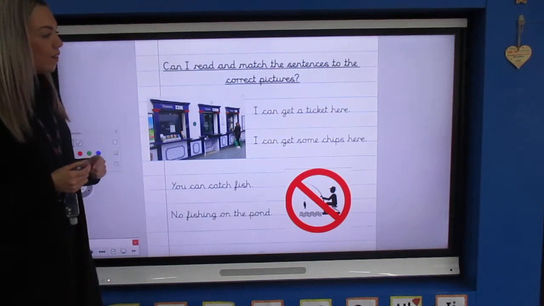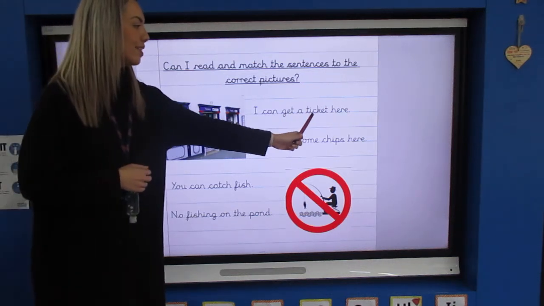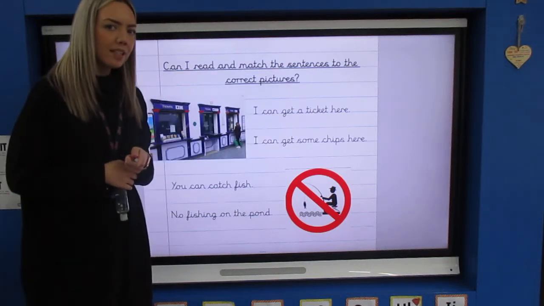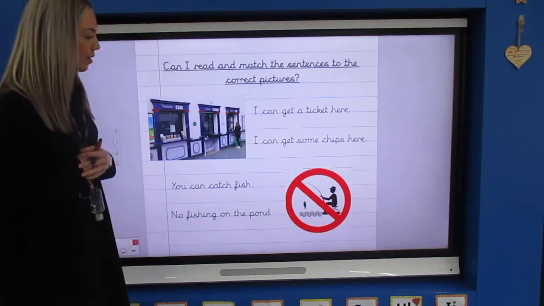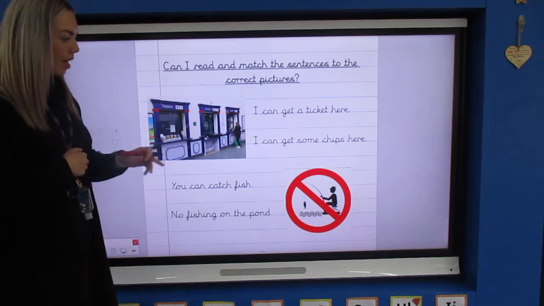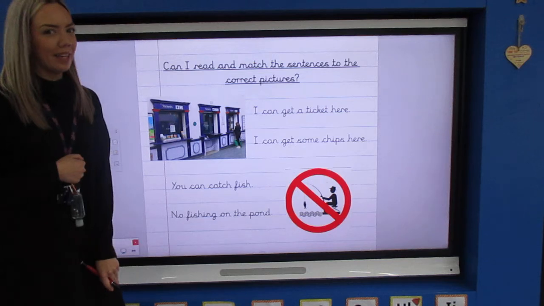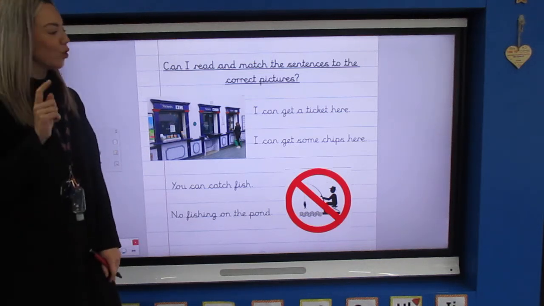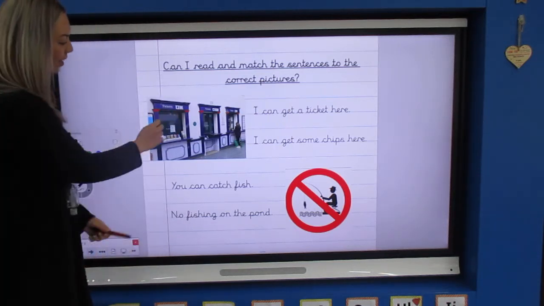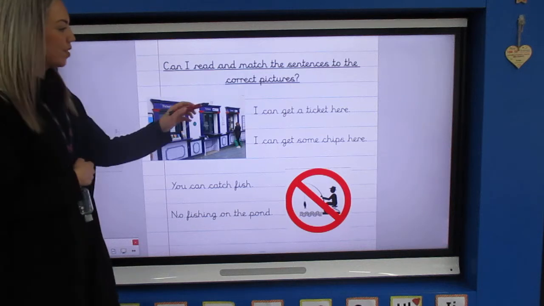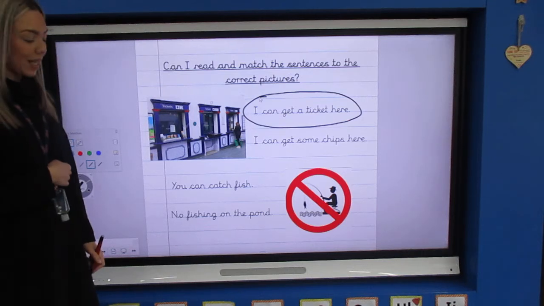Okay, so the first caption for the first picture says, I can get a ticket here. Did you all read that? Did you decode it? Did you chop it and blend it? I hope you did. The second caption says, I can get some chips here. So which one do we think is correct? I know that you've all circled this one here. I can get a ticket, because I can see on the sign it shows me that it is a ticket office. Well done.